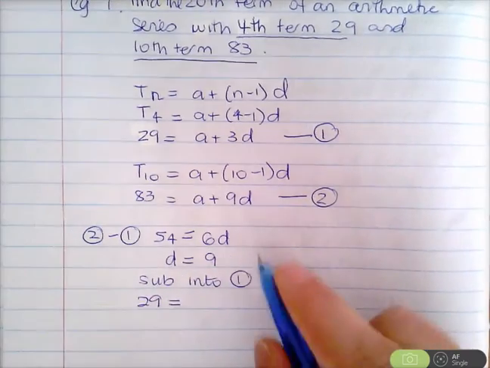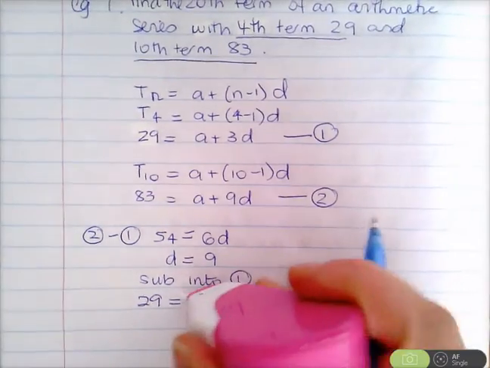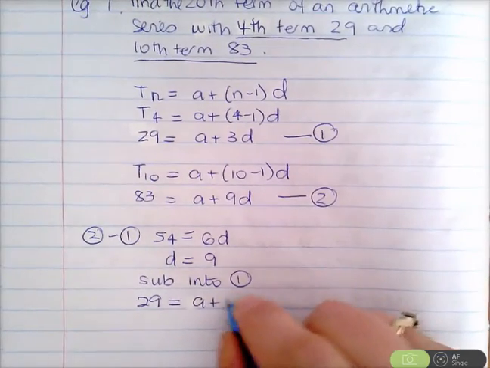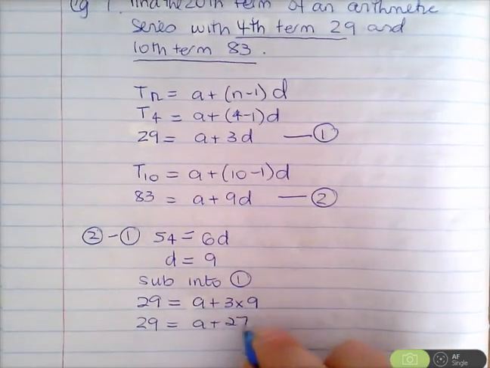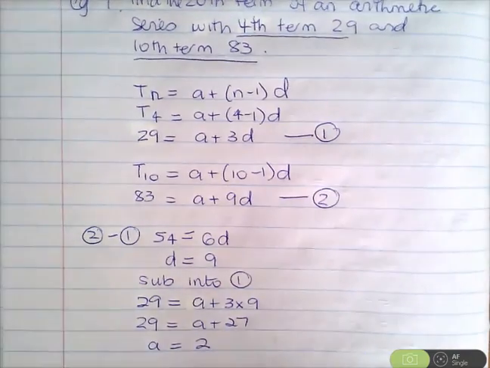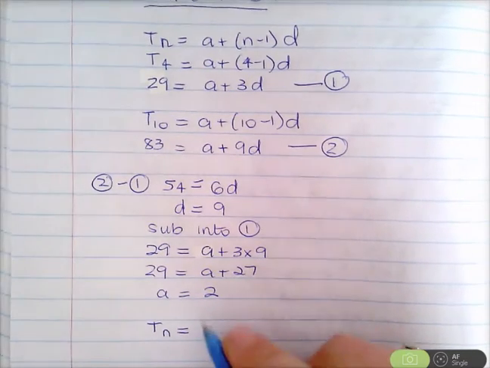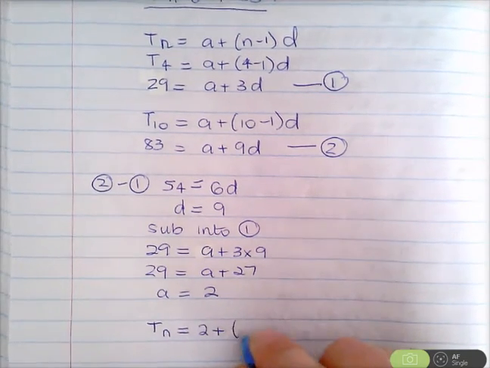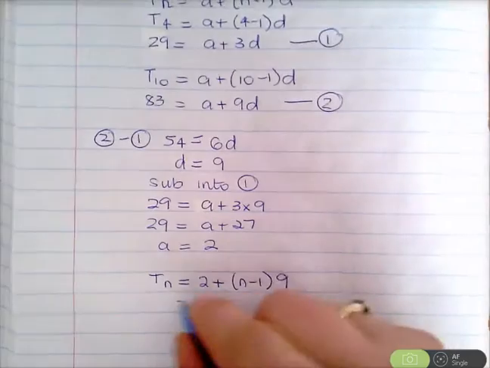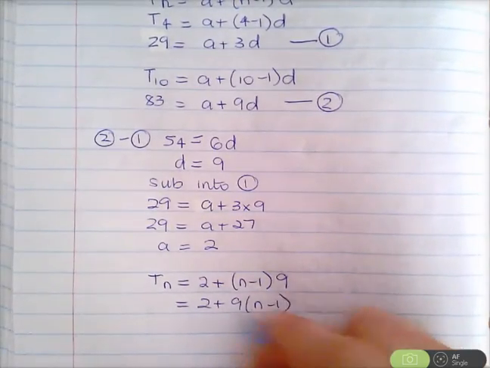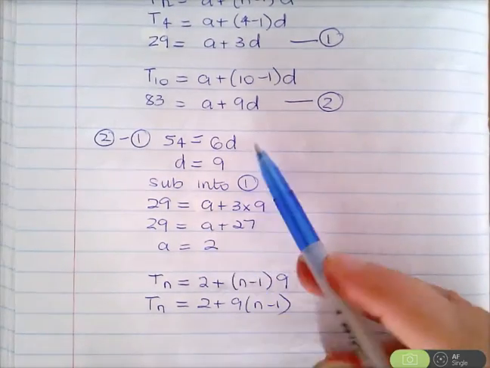Once we've evaluated d, we can substitute that into, say, equation 1. Doesn't matter which one. So 29 equals a plus 3 times d, which is 3 times 9. So 29 equals a plus 27, which means that a is 2. So therefore our general term of the series is Tn equals a plus (n minus 1)d, which is 2 plus (n minus 1) times 9, because a was 2 and d was 9. I like to put the 9 there in front.